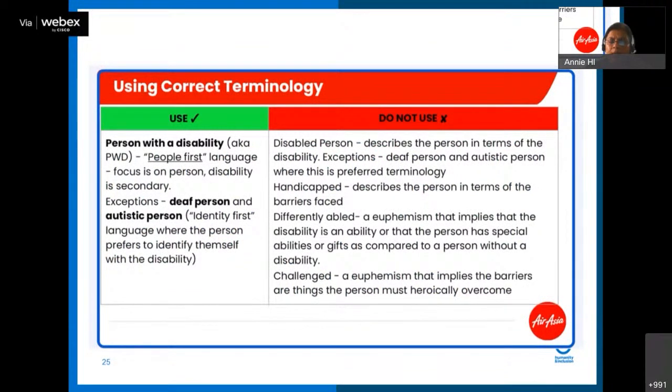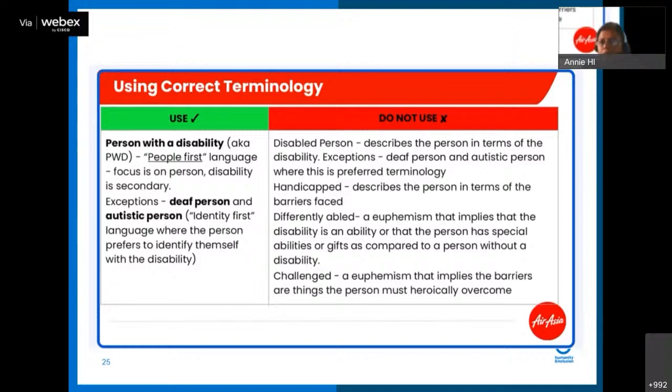When we look at person-first language, this is what is usually used. There are some exceptions like deaf person, autistic person. These are now accepted, and this is what people prefer to call themselves. We tend not to use disabled person, because again, disabled comes first. It doesn't describe the person.